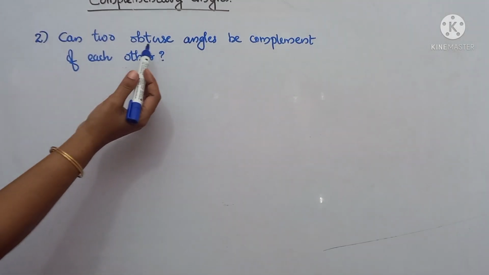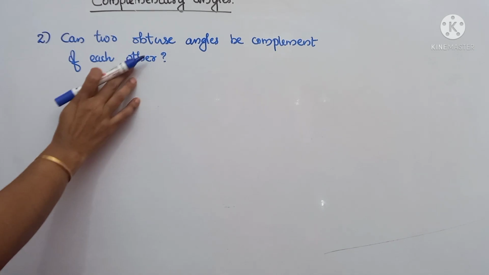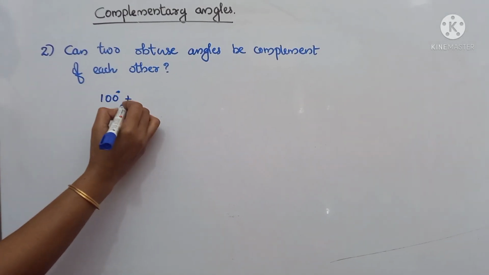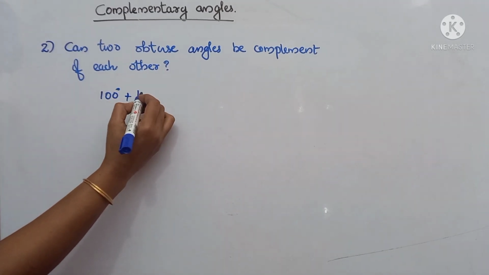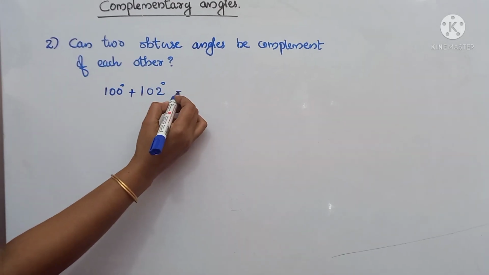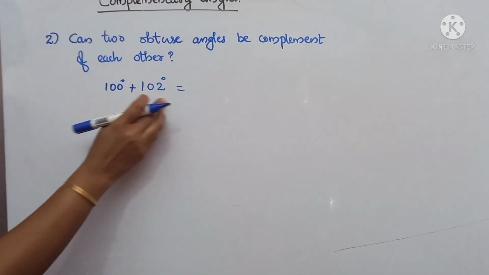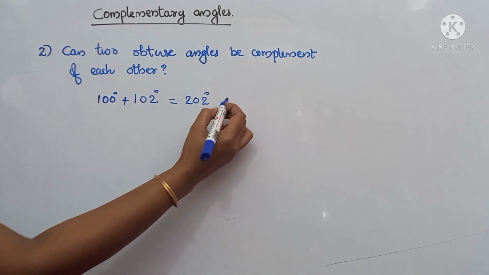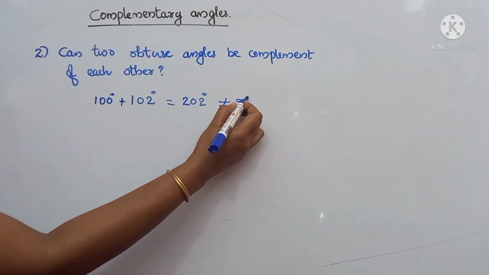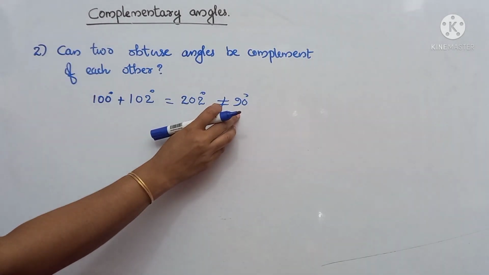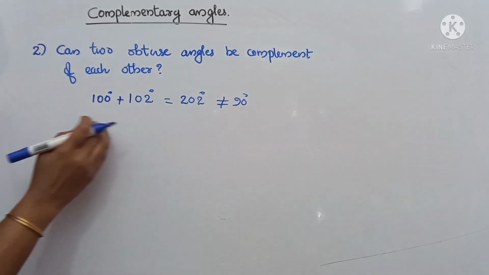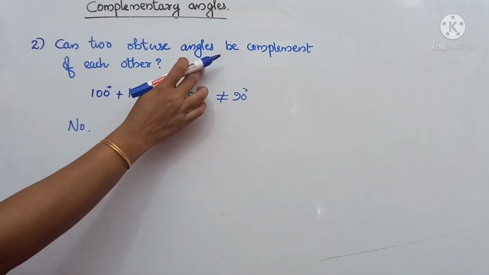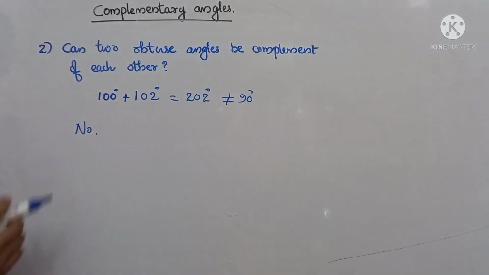Next is, can two obtuse angles be complement of each other? We can see by using examples. Let 100 degrees be an obtuse angle and another one we can take 102 degrees. These both are obtuse angles because they are greater than 90 degrees. So our answer we are getting is 202 degrees. This is not equal to 90 degrees. The sum of two obtuse angles is not equal to 90 degrees. It is greater than 90 degrees. So it is not possible. Our answer is no. Two obtuse angles cannot be the complement of each other.